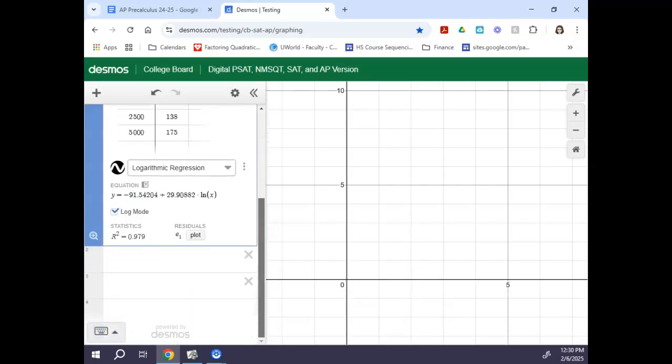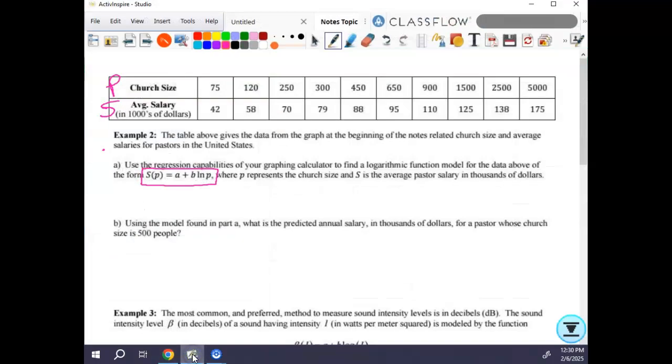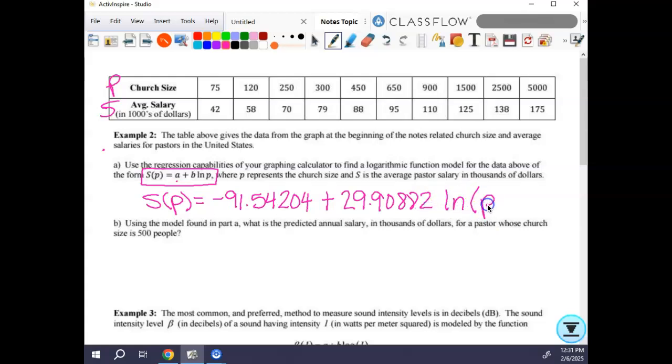Now, I look at what they gave me, and I look at my expectation here. Do I need to manipulate the function at all? No. I needed a plus b times the natural log of something. That's what they gave me. And then what they gave me, though, was x and y. I want to make sure I'm using this, so it's s of p equals, and then we're just going to write down what they have, but with 5 decimal places. So negative 91.54204 plus 29.90882 times the natural log of p, not x. Okay, make sure you're using the variables that we need to use.